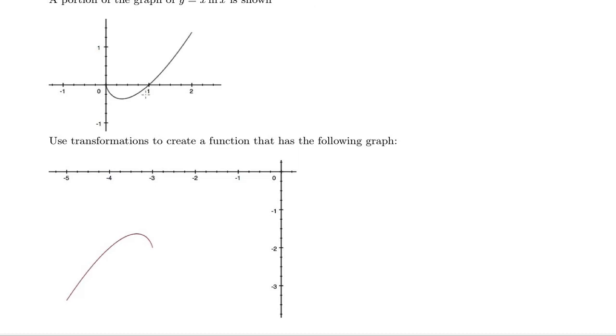So we can reflect across the y-axis. Okay, that would give us something like that. And then we could reflect across the x-axis. And that would give us something like that. Okay, and that's kind of the basic shape we have. So both those reflections happen.